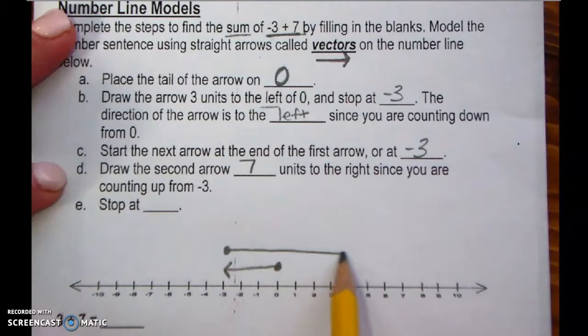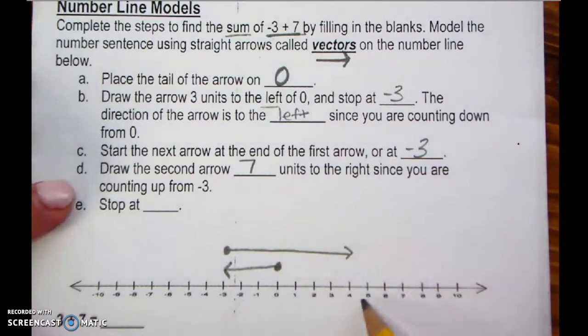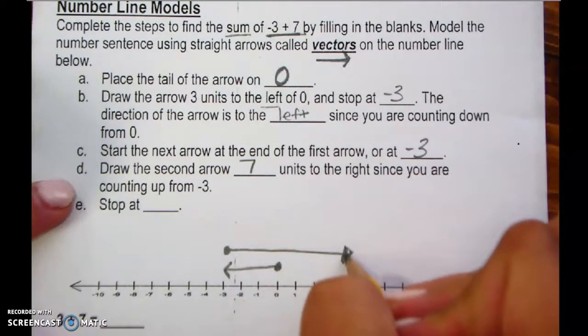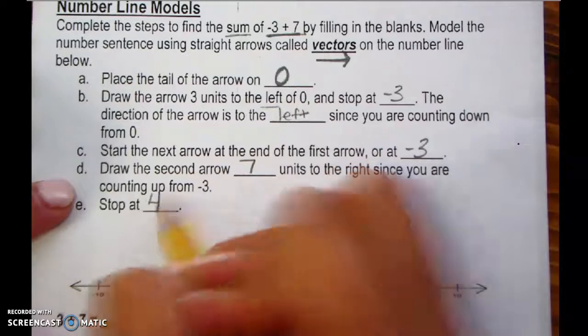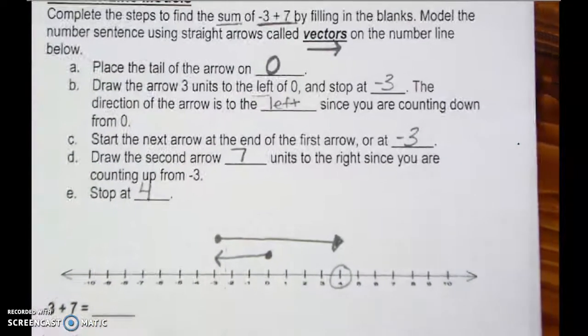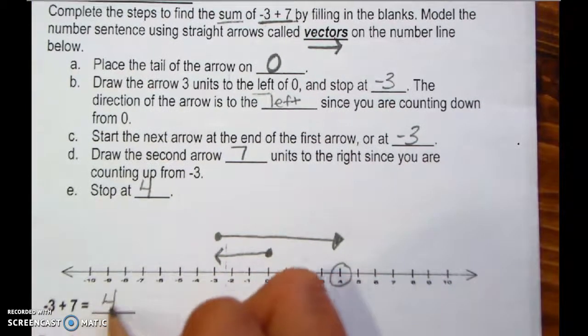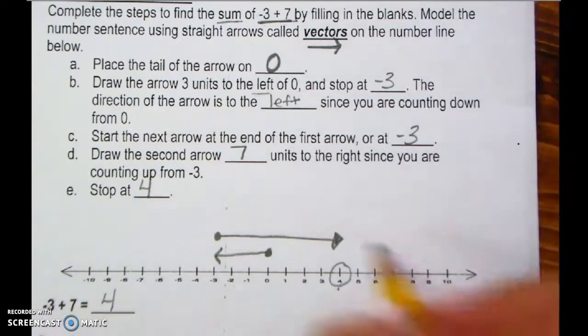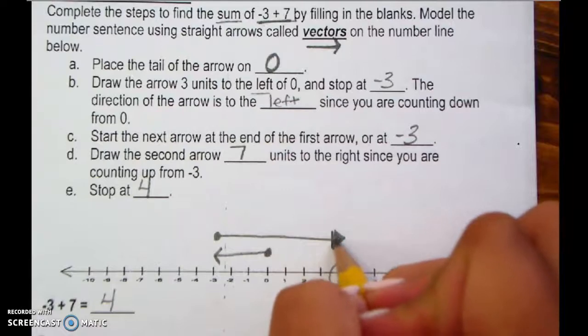And that will make us stop at 4. And that is your answer. So, for your number sentence, -3 plus 7 equals 4, where your second arrow stopped. Okay?